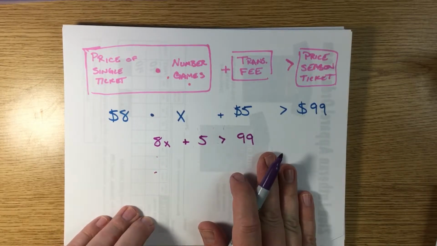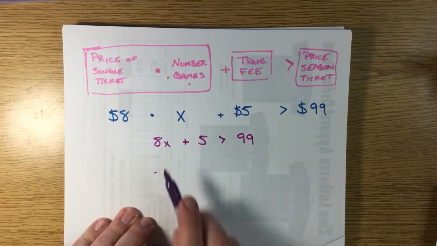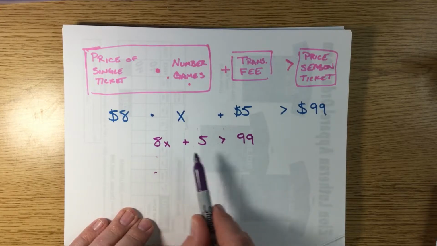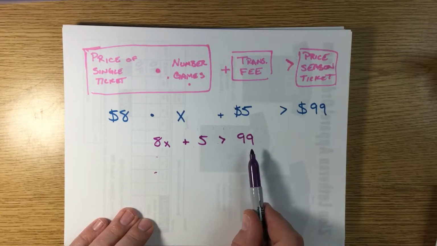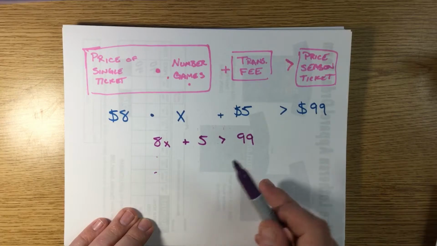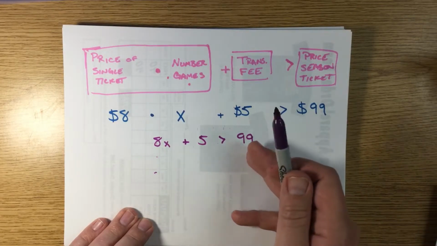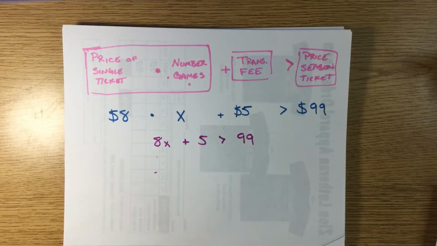I've got to solve this inequality for x. In other words, I want to get x all by itself. And by doing that, I'm going to figure out how many games it's going to be to cancel out the cost or to be a better deal to get the season tickets instead of the individual tickets.